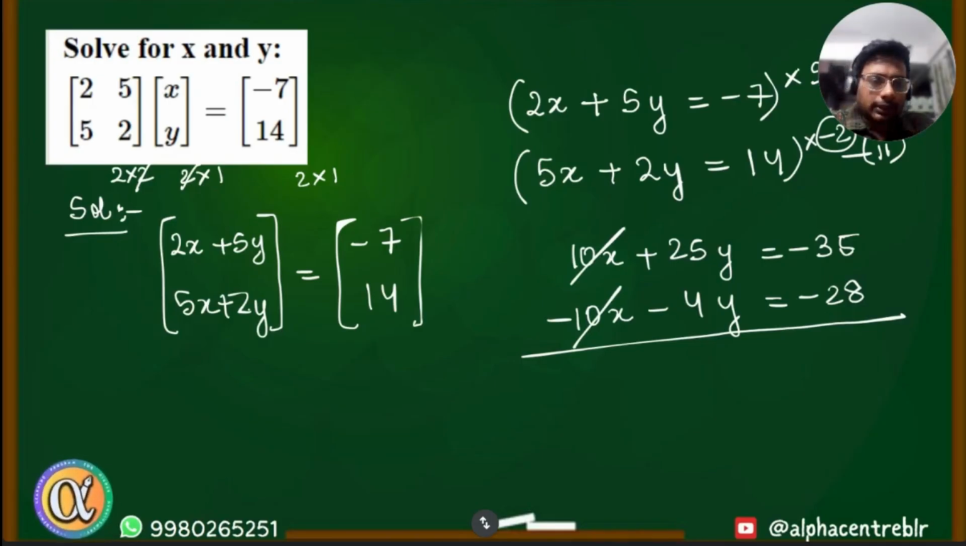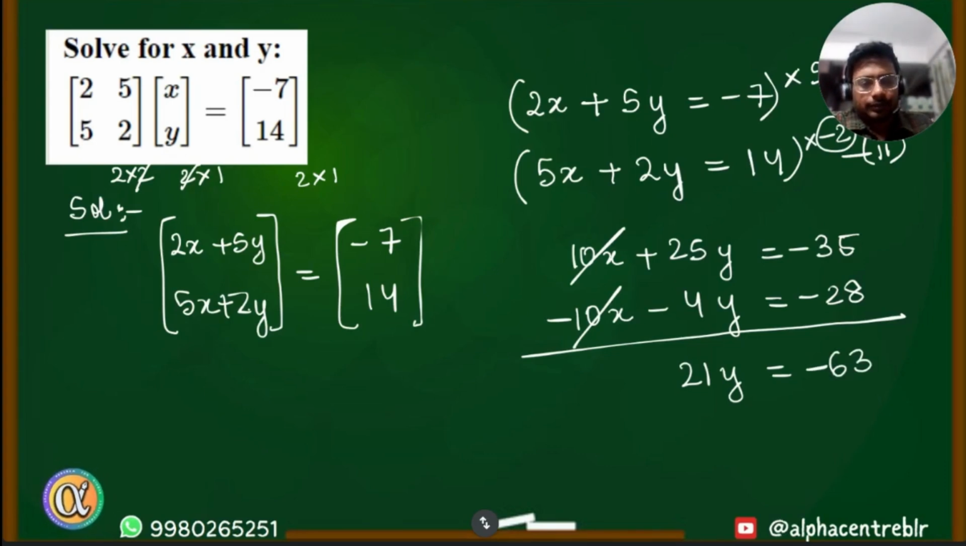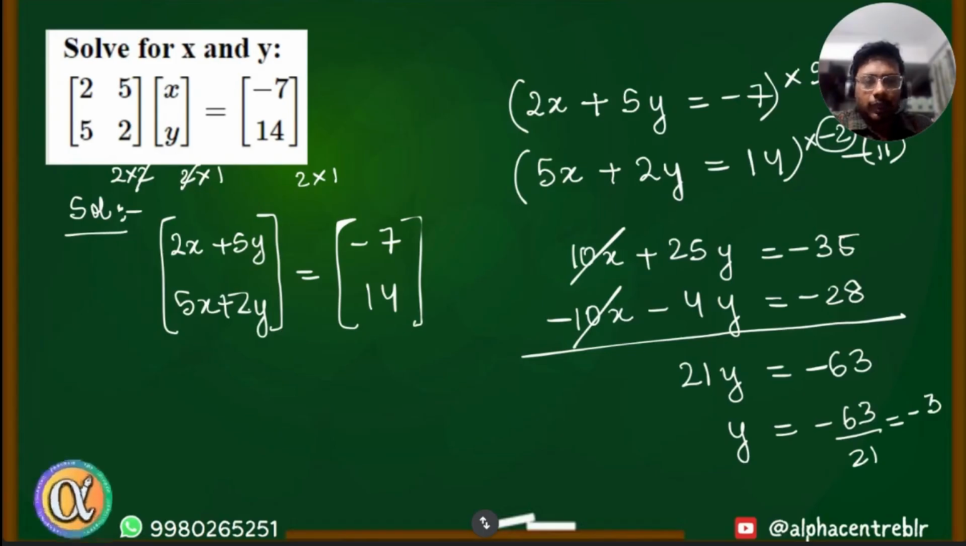This gets cancelled, and this is how much? 21y is equal to, on addition, minus 63. Correct? We just added the two equations. Plus 10x minus 10x gets cancelled. 25y minus 4y is 21y, and minus 35 minus 28 is minus 63. So this is minus 63 divided by 21, that is minus 3. We can plug this value into one of the equations, preferably the first one.